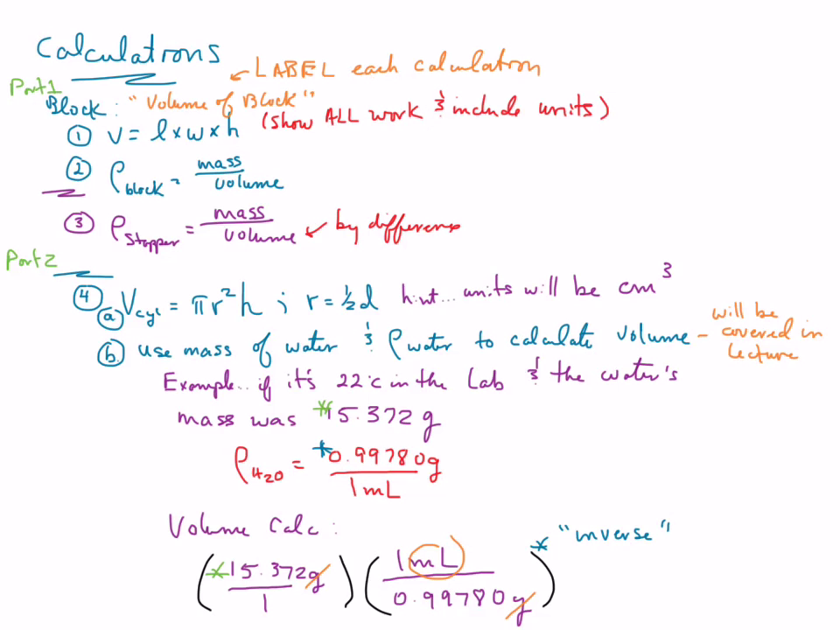If you let your units do the driving, we know that this is where we need to be. So your calculator will display a number, 15.4089296. Of course, the units are milliliters, because that's what units we were left with.